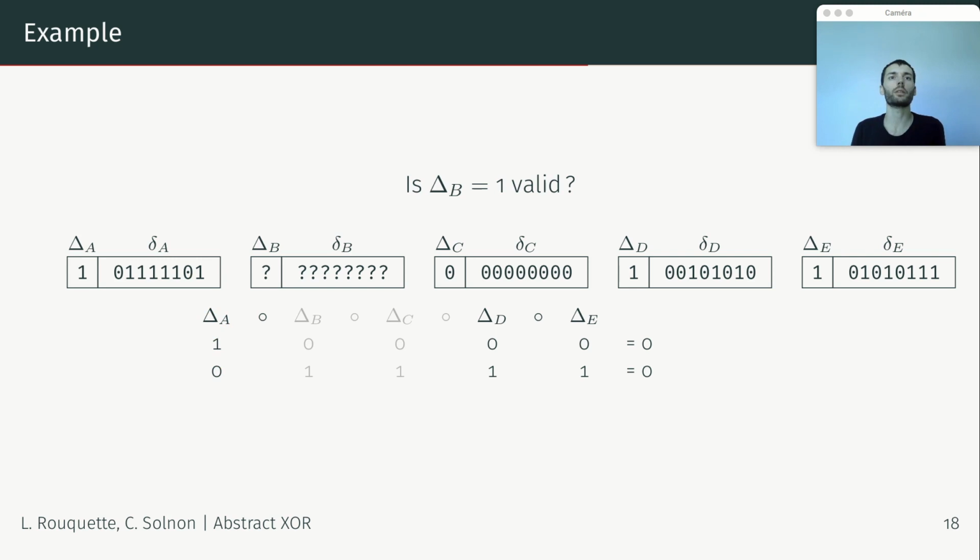Now we want to assign big delta B to 1. We restore the matrix to the previous state. As the matrix is already in row-reduced echelon form, we do not change it. All the lines contain at least two non-null cells, so AbstractXOR is satisfied if big delta B is equal to 1.